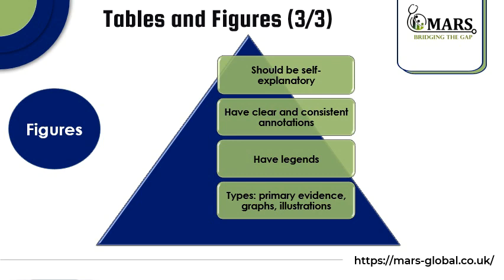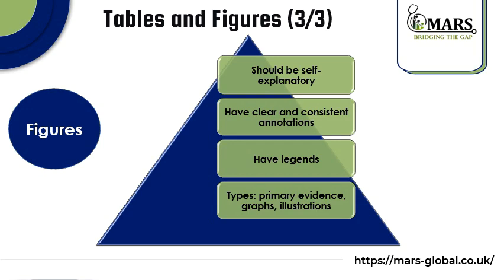We have graphs, which include line graphs, bar graphs, scatter plots, box plots, and illustrations such as experimental setups, workflows of participants, hypothetical models. All these should be self-explanatory. They should be clear, and they should have clear and consistent annotations, and they should have legends.